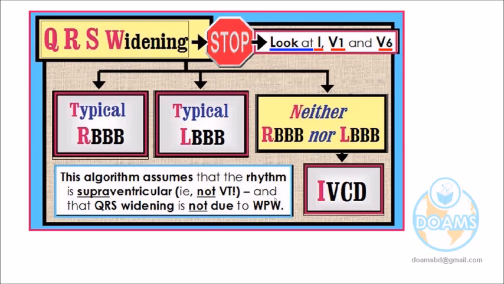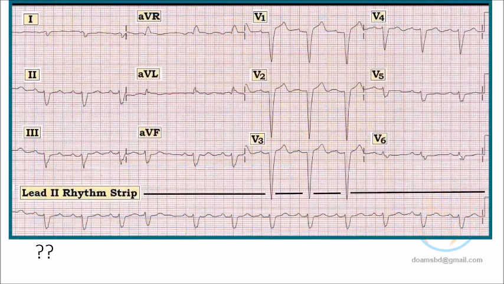So this is the message. The rhythm will be supraventricular rhythm, but not ventricular tachycardia. Remember it. And that the QRS widening is not due to WPW syndrome. That means the ECG will be supraventricular, not VT or WPW. In that case, we can conclude in this way with the wide QRS.